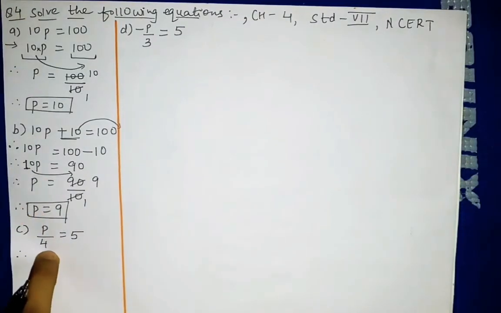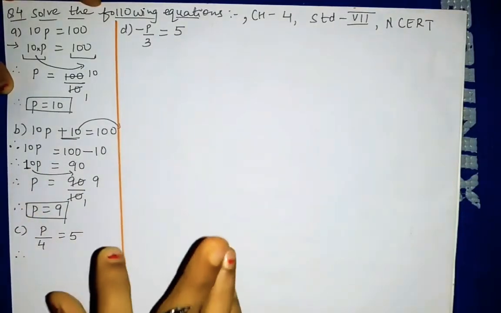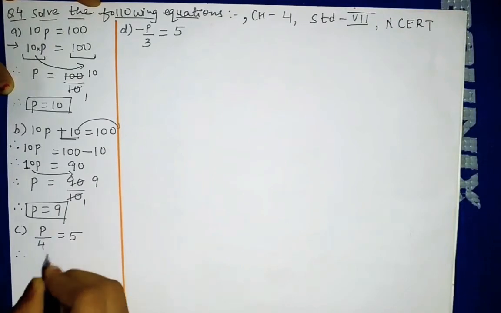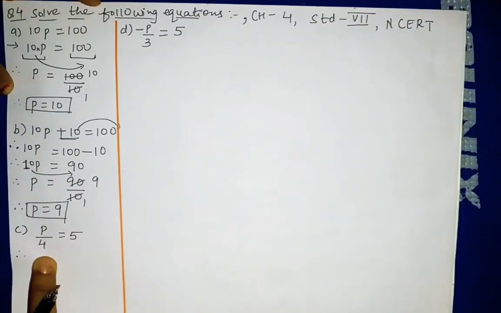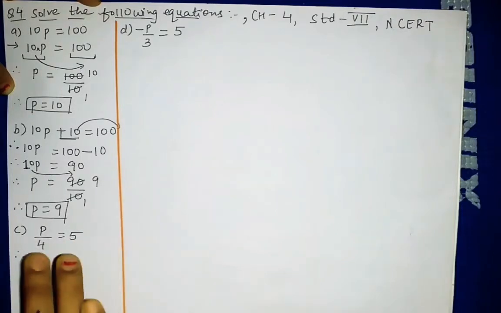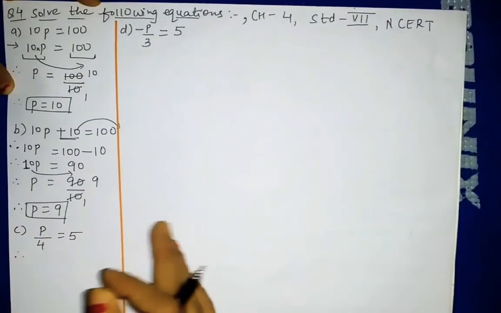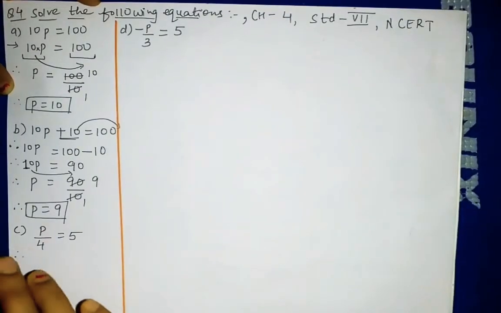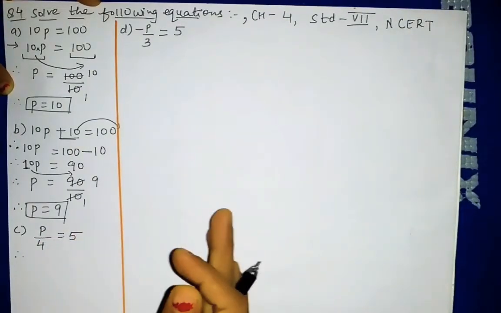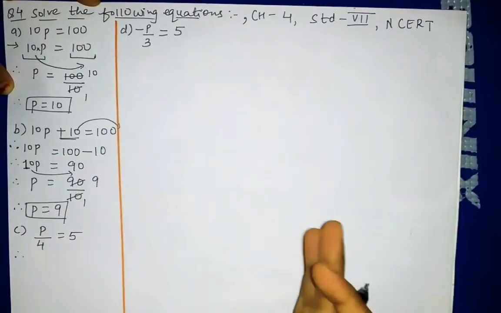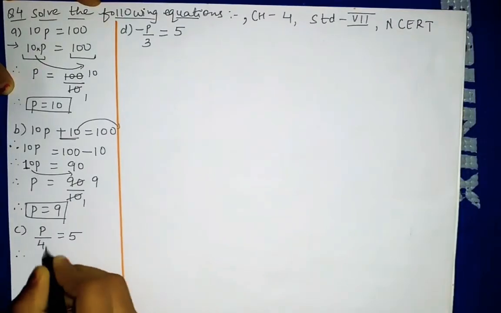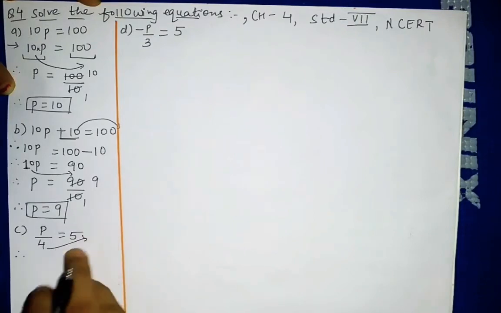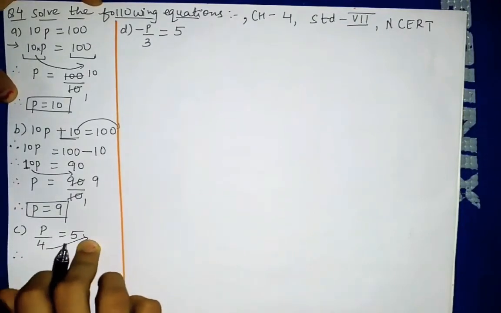So this 4 should be removed. Now if you see carefully, 4 is in division. So when we take 4 to the RHS part, it will go in multiplication, because what is the opposite of division? Opposite of division is multiplication. So this 4, which is given in division, we will take here with 5 and it will go with multiplication. So we will multiply it.